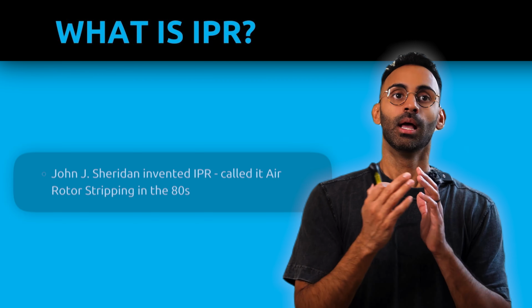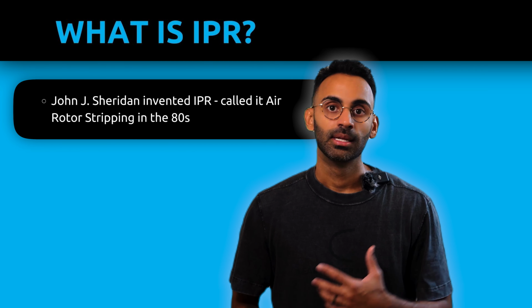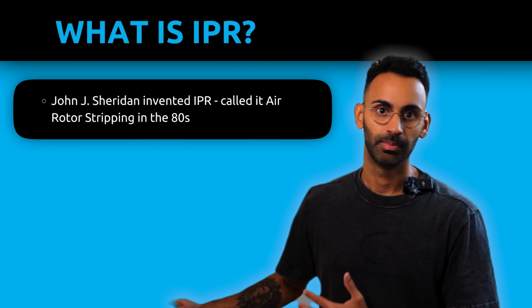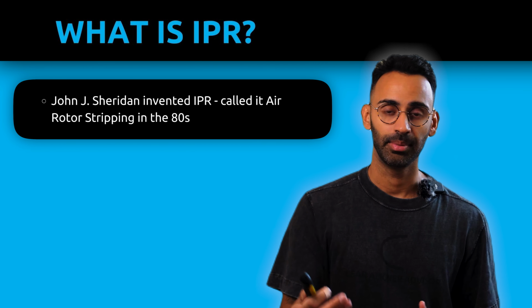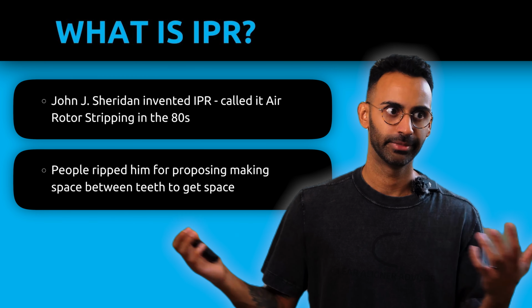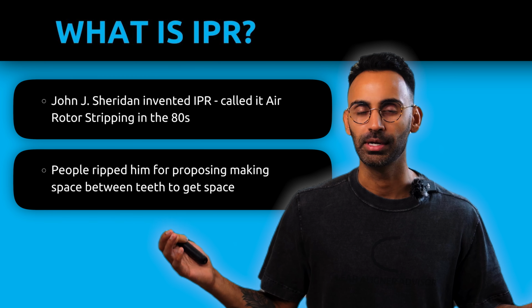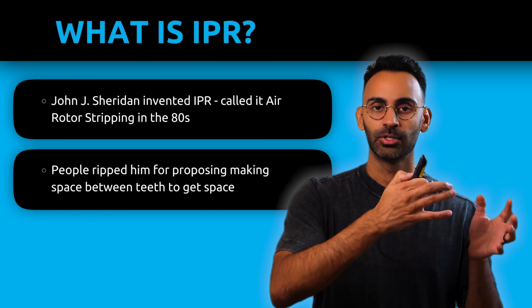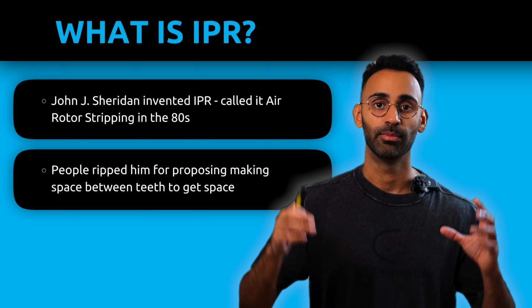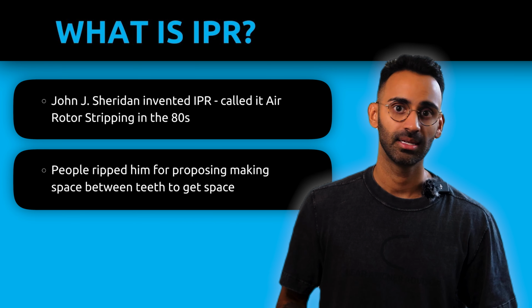So the most predictable way that I like to make space in my crowding cases is by using IPR. What is IPR? IPR was invented by John Sheridan, and he originally called it air rotor stripping, and it came out in the 80s. And when this happened, there was a lot of, let's call it, uproar in the dental community, because the idea of creating small areas of space between teeth versus just extracting or distalizing was unheard of. But it ended up catching steam, and now today is a very predictable way to create space in your crowding cases.